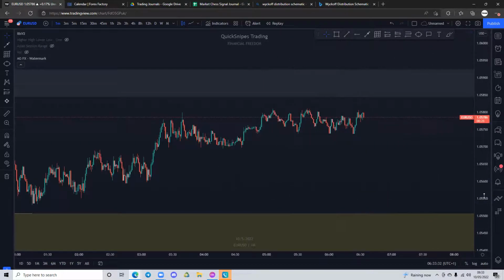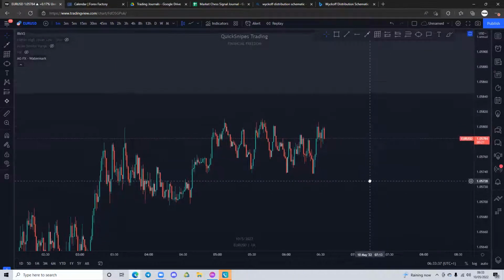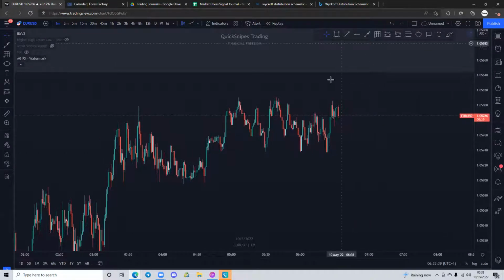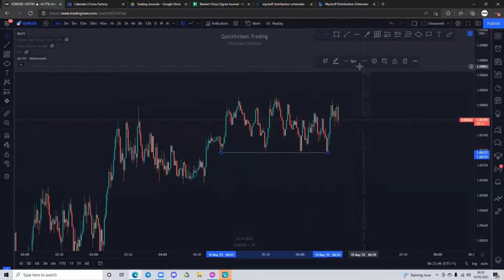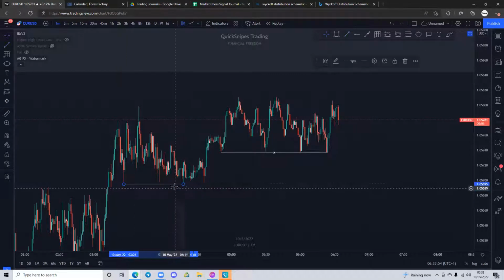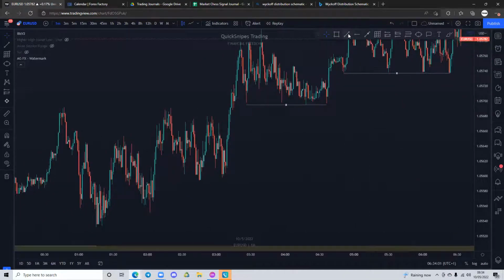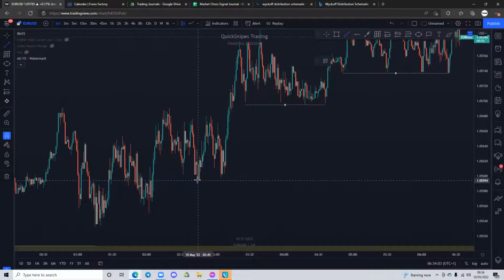We've got this supply zone. We've got so many points of liquidity here. This could be indicating something. We've got liquidity down here, huge area of liquidity. We have liquidity over here. More liquidity over here.